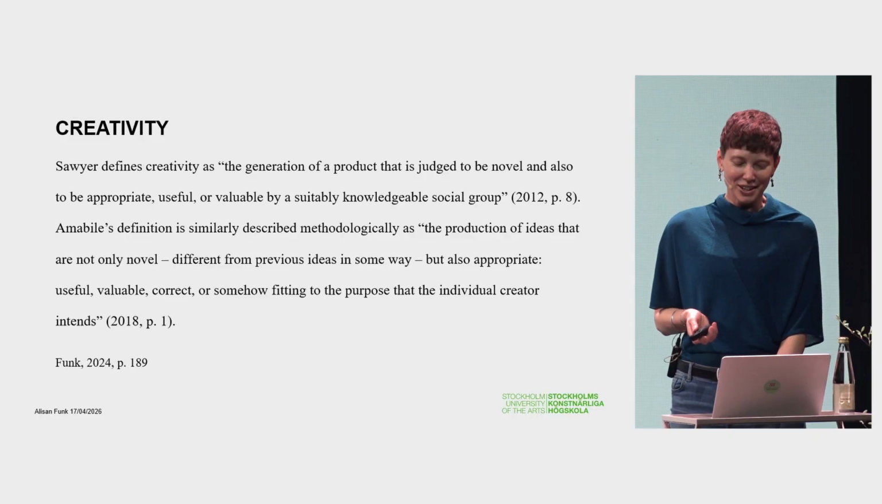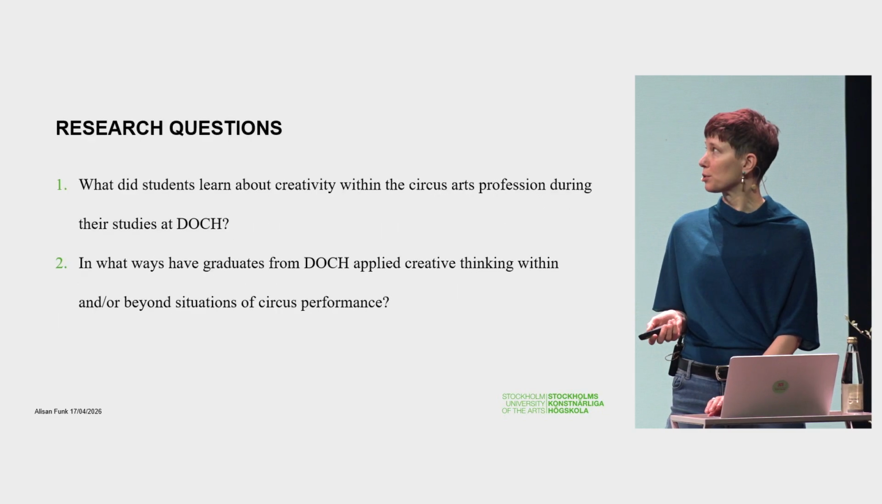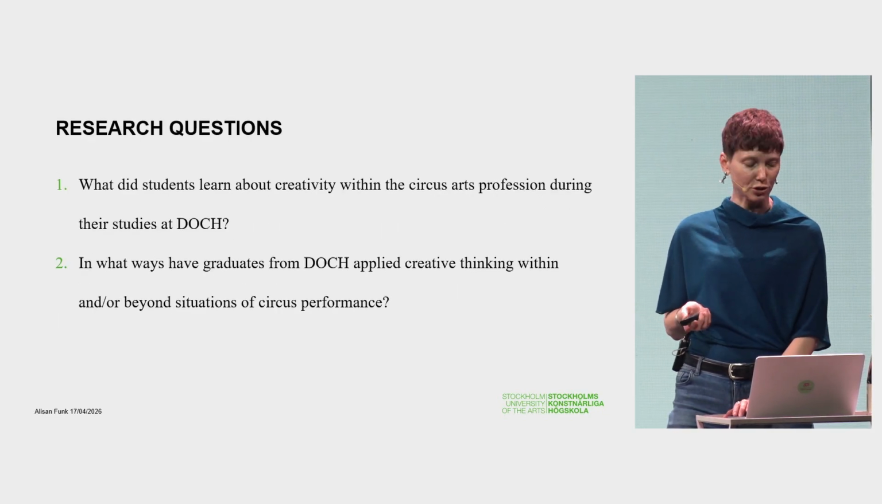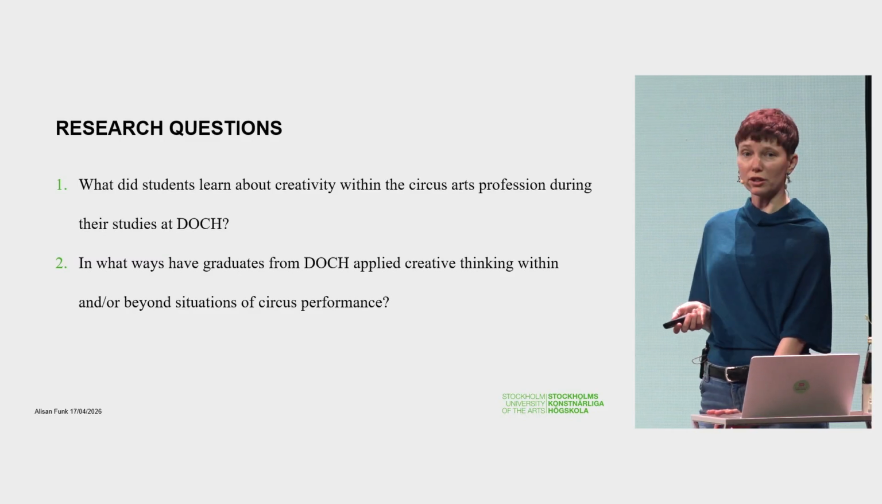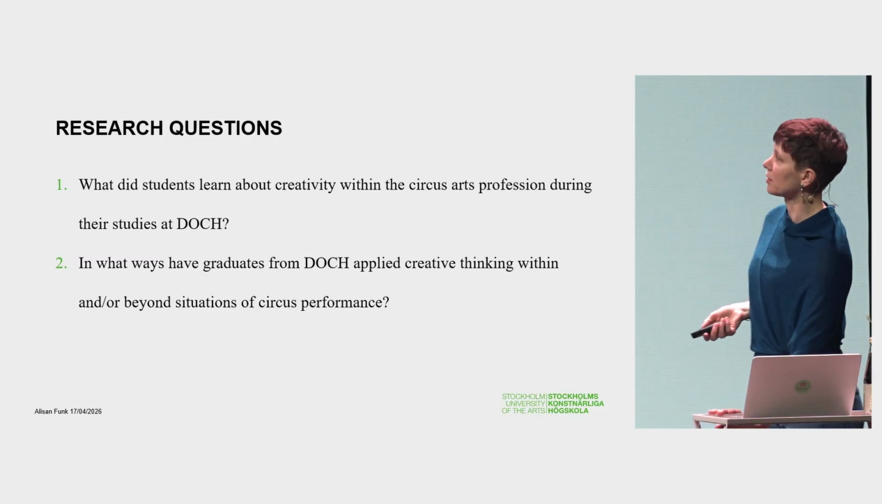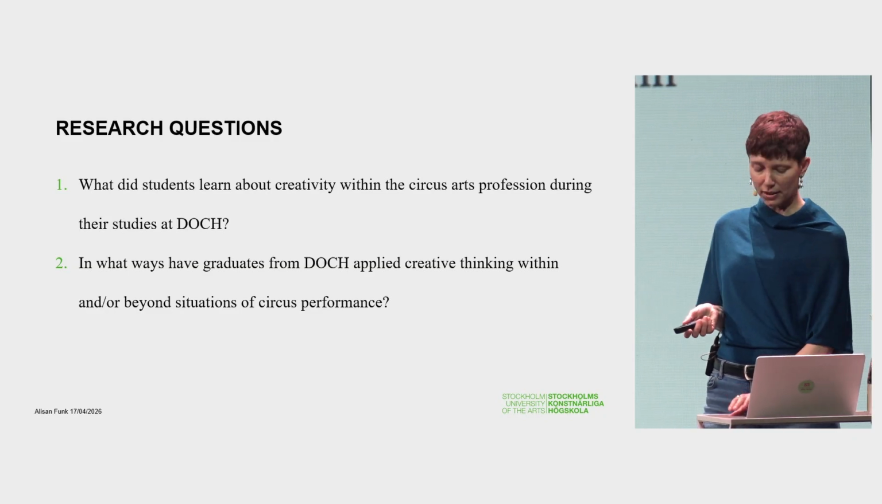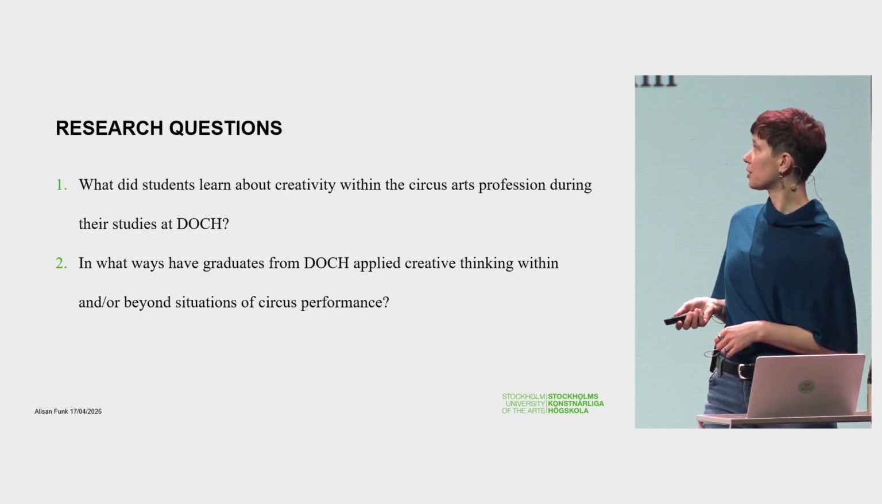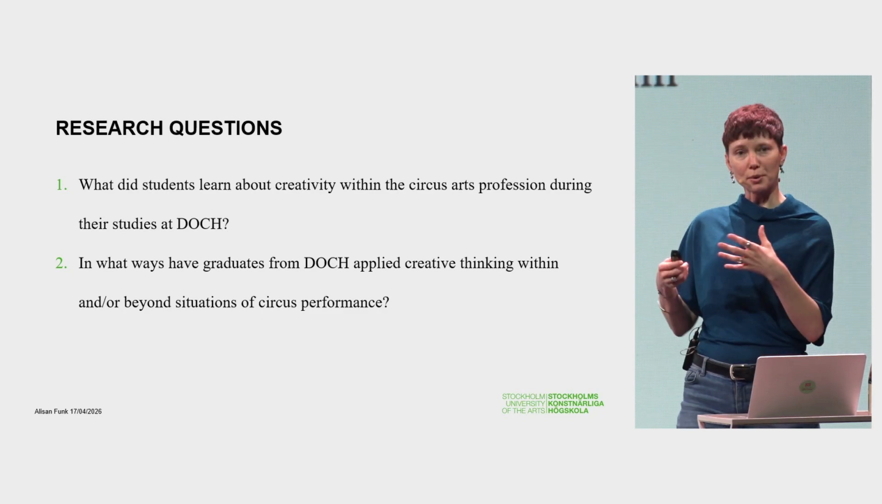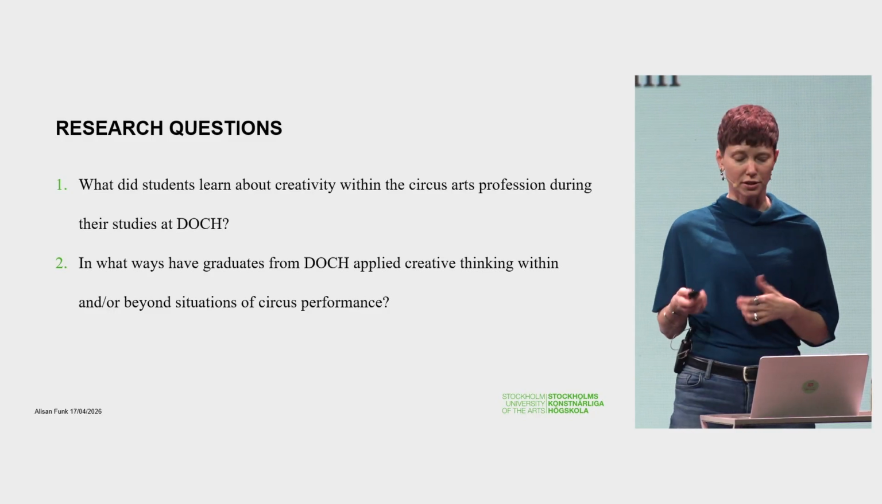So from this, I developed 2 key research questions. And in these questions, there's a where, a what, and a how. The where is circus education. What is taking place is learning creativity. And how that takes place is through curriculum. So my first research question is, what did students learn about creativity within the circus arts profession during their studies at Doc? And my second question was, in what ways have graduates from Doc applied creative thinking, either within or beyond the context of their circus performance?